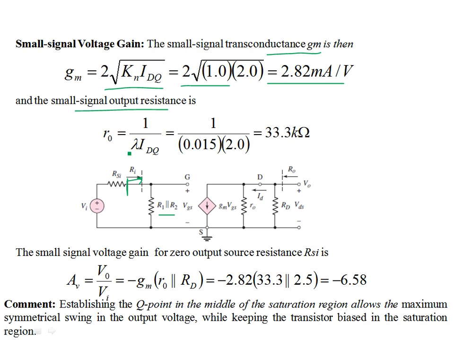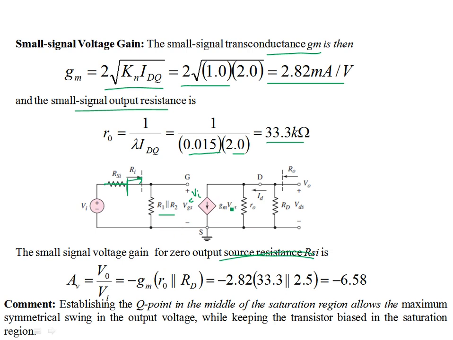Small signal output resistance is given as 1 over lambda IDQ. Lambda is given as 0.015 volts inverse. Multiply by 2, that gives 33.3 kilohms. So let's plug those values over here. For zero source resistance, we don't have any source resistance over here, so let's short circuit this. That means VGS is your VI. There's no loading. VGS is VI. So you can write this expression directly.